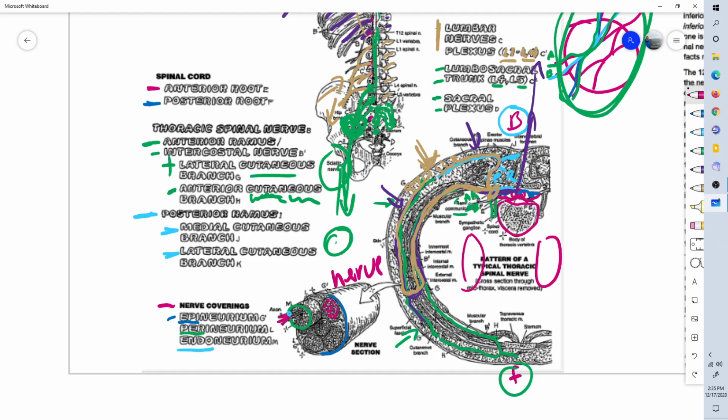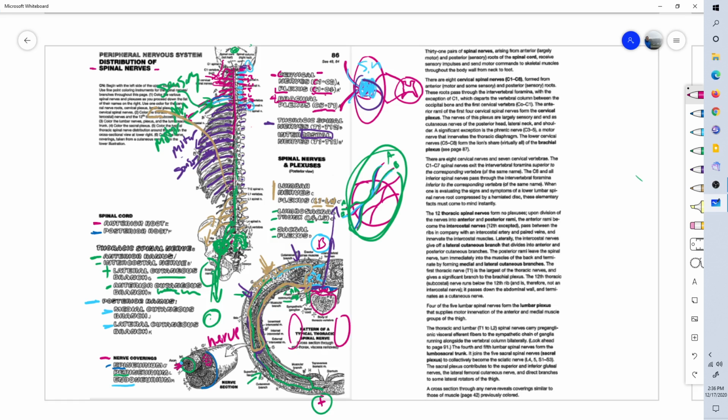This concludes our lesson on the distribution of spinal nerves.